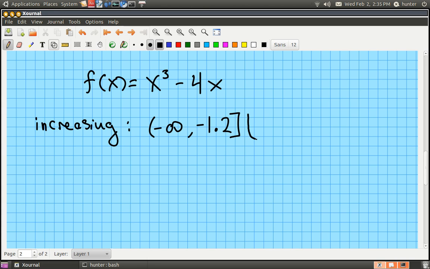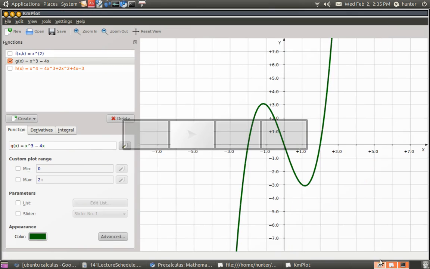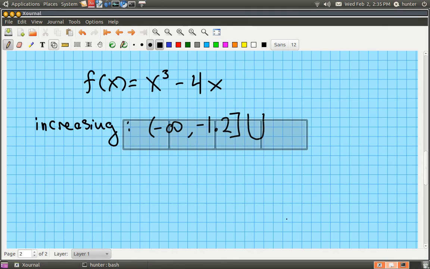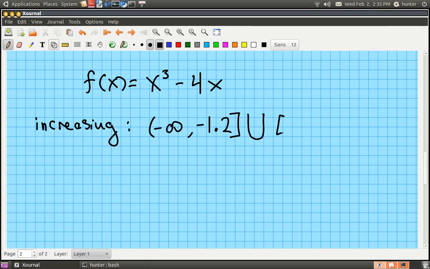So there was another place where it was increasing, so I'm going to make a union sign here. And I'm going to go back to the picture and see where else it was increasing. So it also seems to be increasing from about 1.2 to infinity, right? So after this second hump here, it starts to go up and it never stops. So it's also increasing from 1.2 to infinity. So I'll put that in my answer too. Alright, and that's it for where it's increasing.